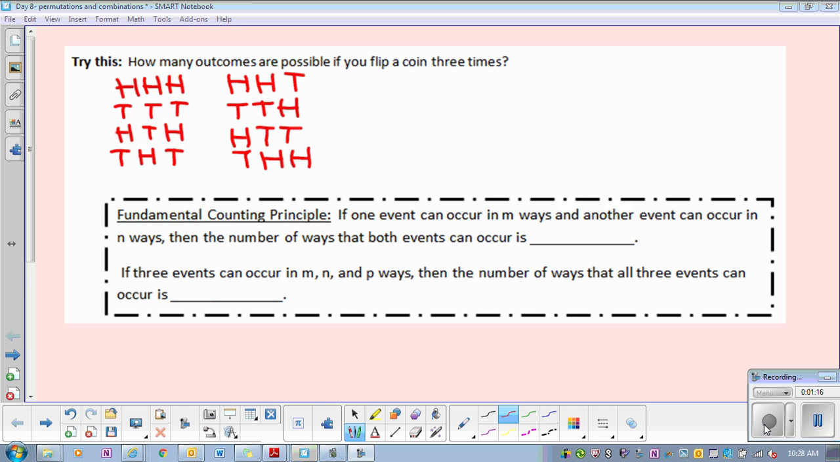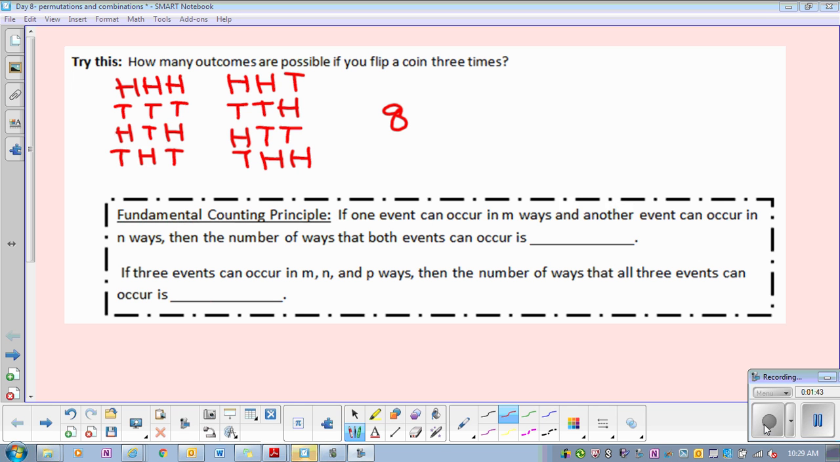Any more combinations? That one wouldn't count. This is it. That's it. How many different combinations are there? 8. Eight different possible outcomes if you flip a coin 3 times.